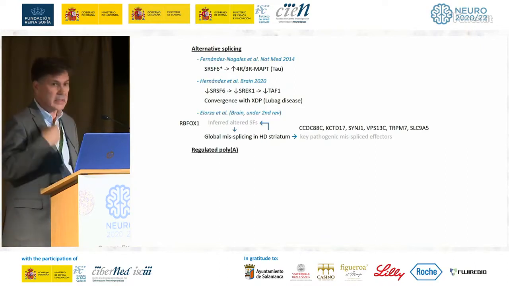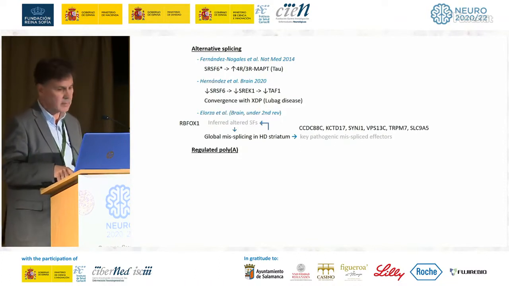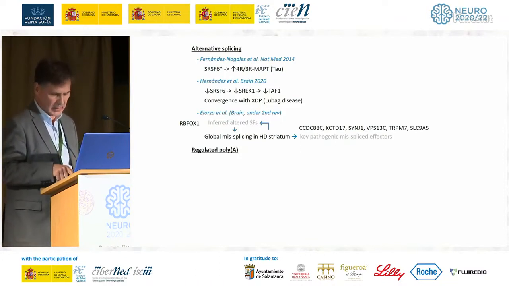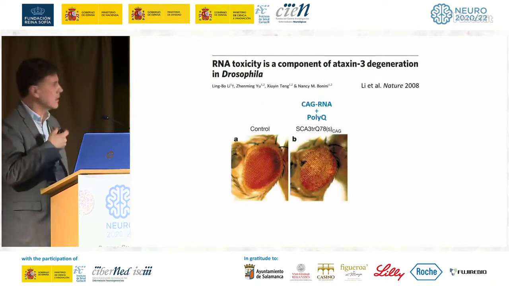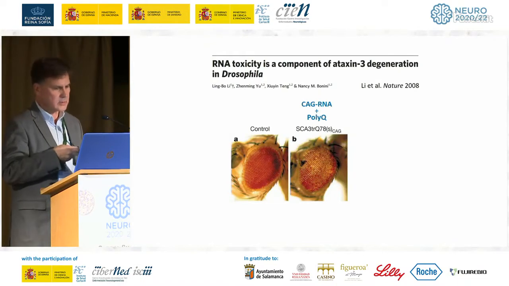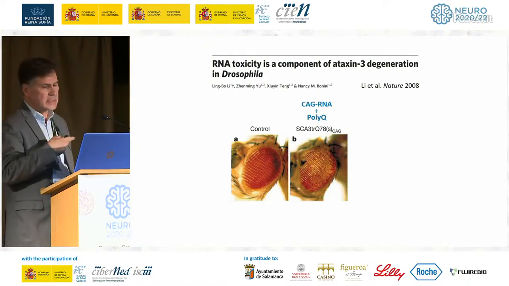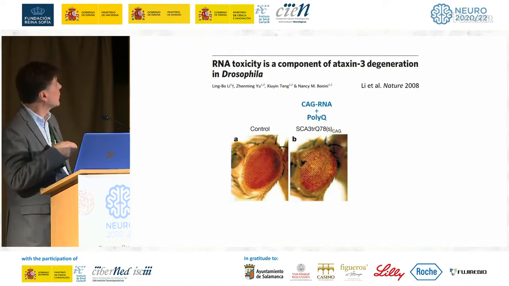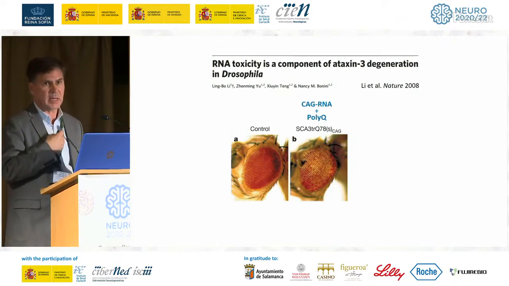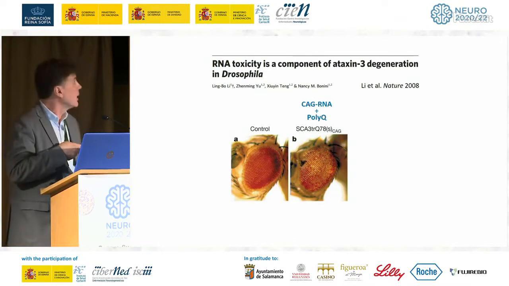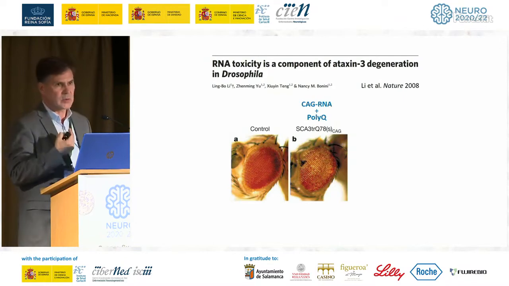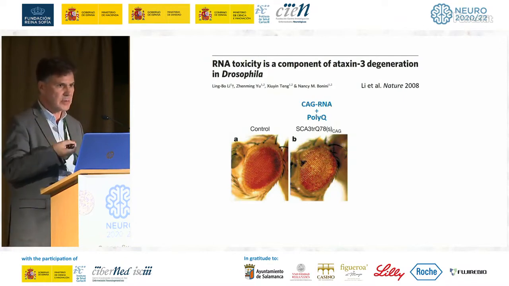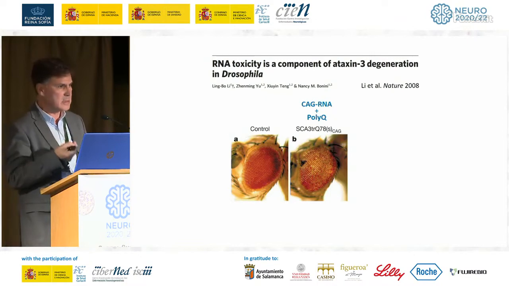And regarding the other RNA processing modification, regulated polyadenylation, the reason why we thought this might be altered in Huntington's disease comes from a series of elegant experiments from the group of Nancy Bonini. Actually, they were working on a different disease, that is spinocerebellar ataxia 3, that is due to mutation in ataxin 3, but it's the same kind of mutation. It's an expansion of a CAG repeat encoding a polyglutamine sequence.